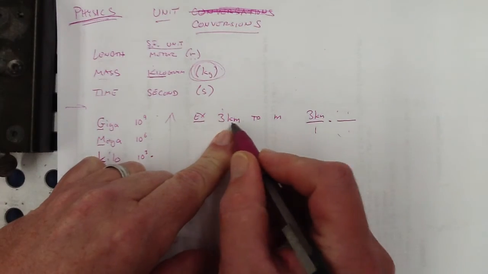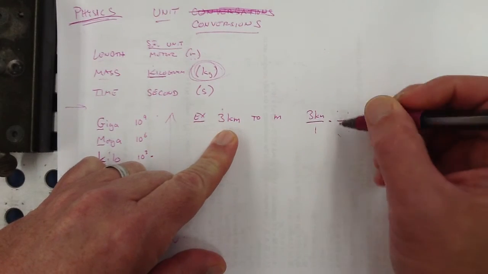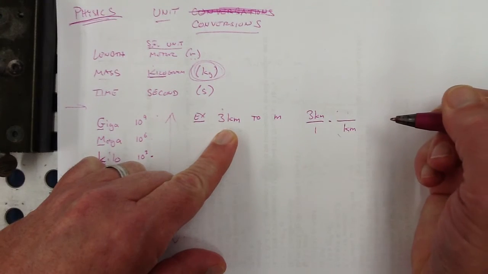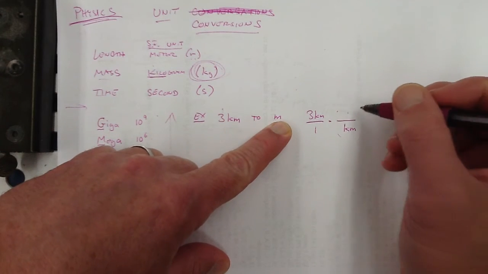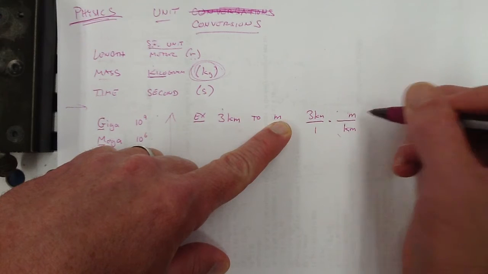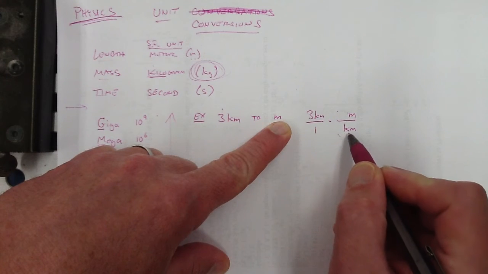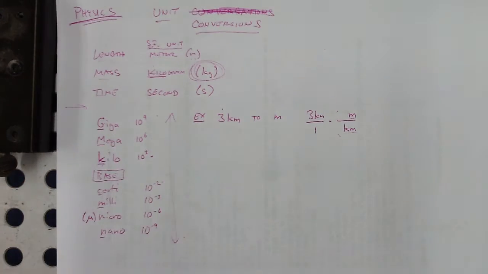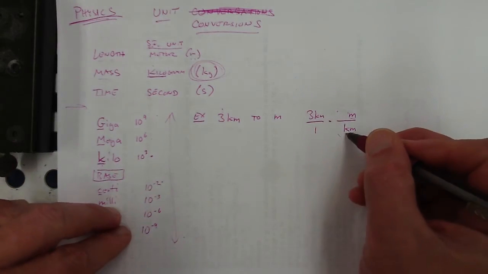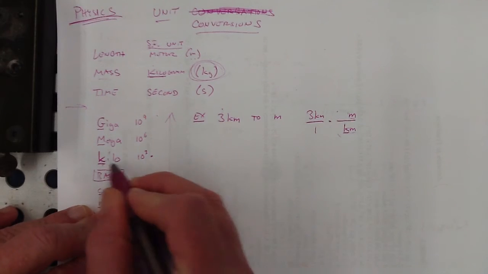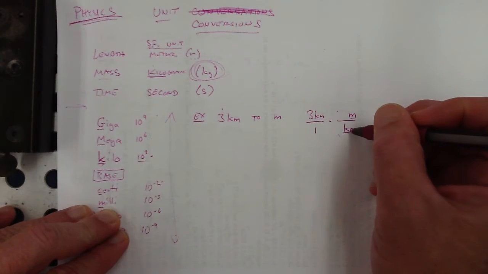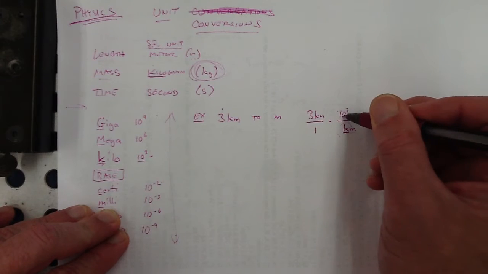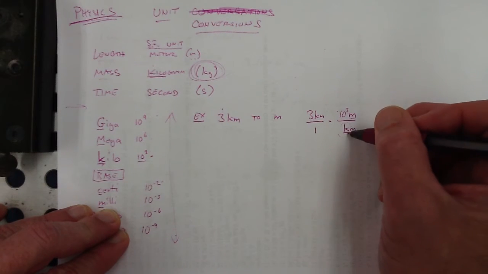Now, what I would like is for the kilometers to cancel out. If that's going to happen, the kilometers have to be on the bottom, and I would like to get to meters. So right now I have a kilometer on the bottom and a meter on the top, and those are not the same thing. But I know that a K, what is that? That's 10 to the third. So if the K shows up down here, I can put a 10 to the third here, and those are like two things that are equal to each other.